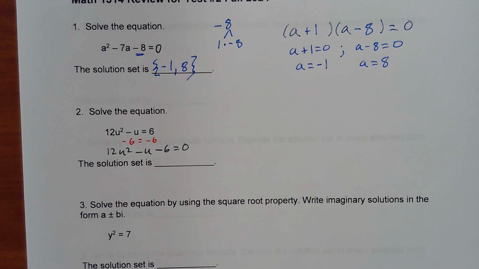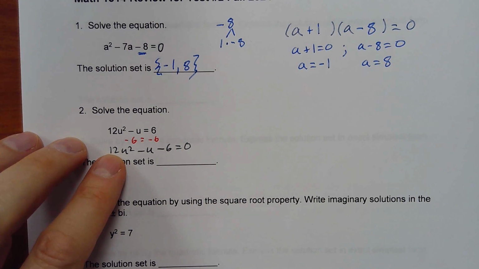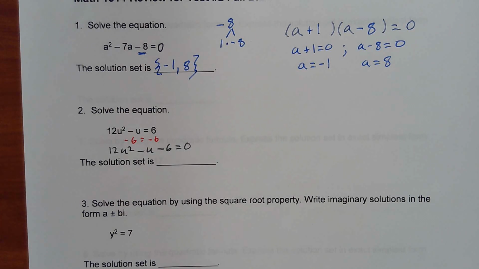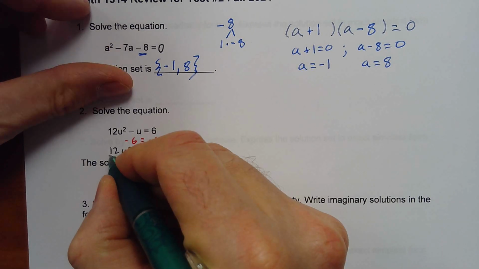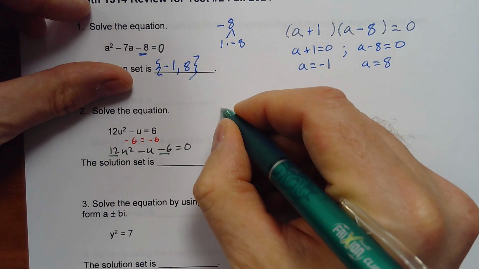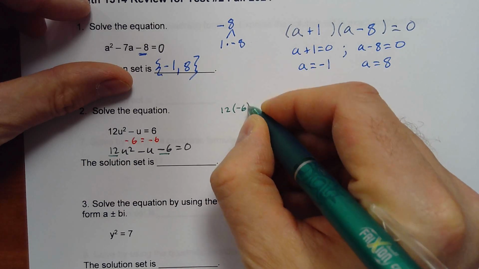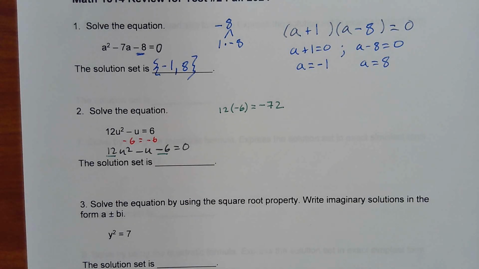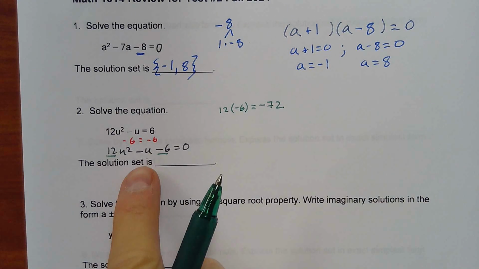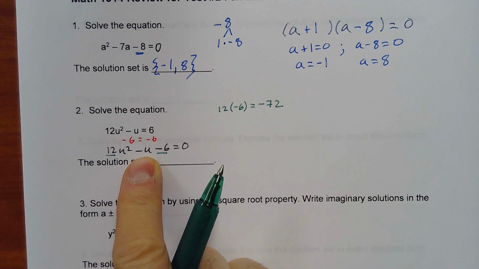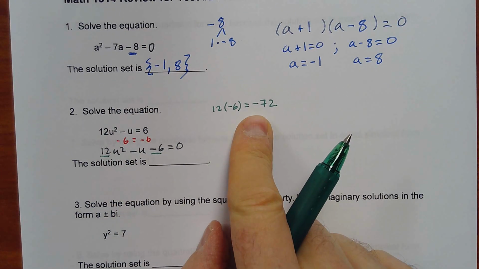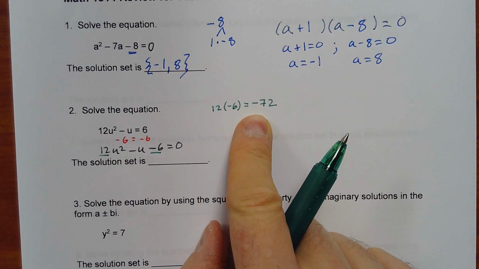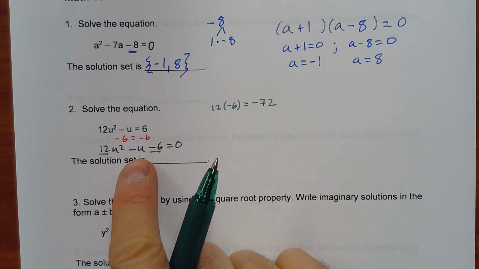Now, since my coefficient of my square term here is not 1, it's 12, I have to either use trial and error or the AC method. I'm going to go ahead and use the AC method here. So I'm going to do 12 times the -6. That's a -72. So I want to look for factors of -72 that add up to -1. Well, it's a -72, so one factor has to be negative, one has to be positive. And the larger one has to be negative since it's a -u.